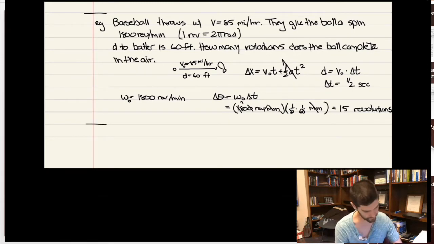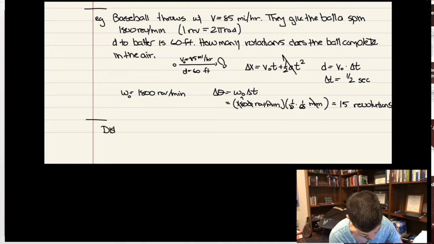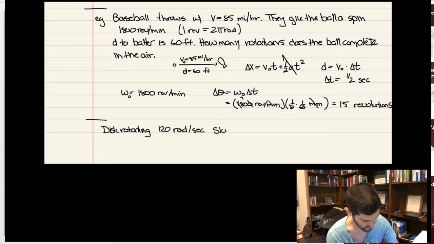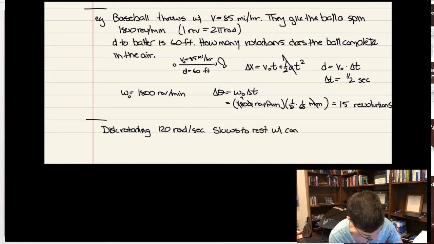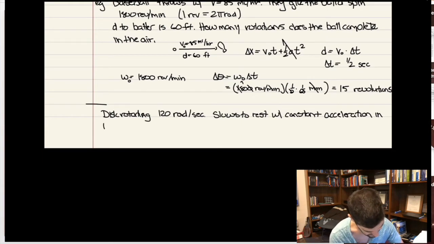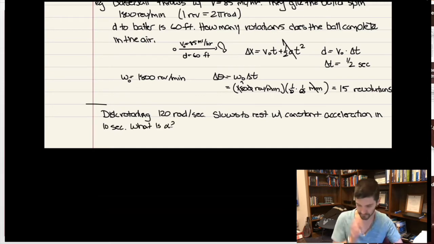I'll do one more. You have a disk rotating with 120 radians per second. It slows to rest with constant acceleration in 10 seconds. What is alpha? Or I could have asked, what is the average value for alpha?